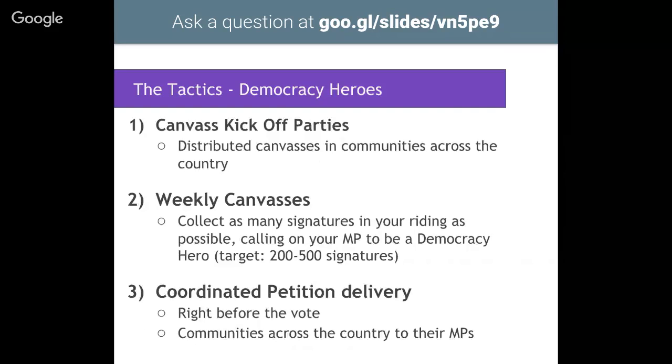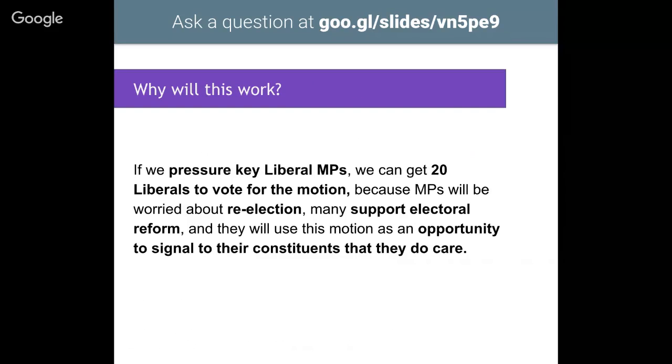So why will this work? Why is this the plan? We really believe that if we pressure key Liberal MPs, we can get 20 Liberals to vote for this motion because MPs will be worried about re-election. Many support electoral reform, and they will use this motion as an opportunity to signal to their constituents that they do care. So, why will MPs actually want to sign on to this? Why will they do this?